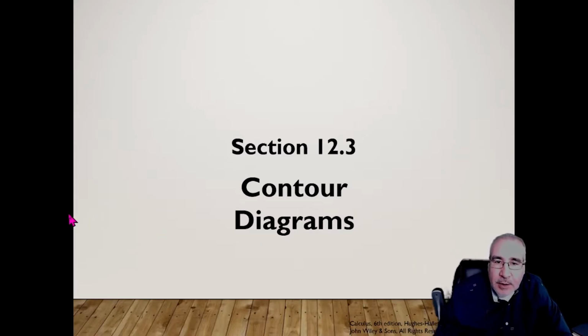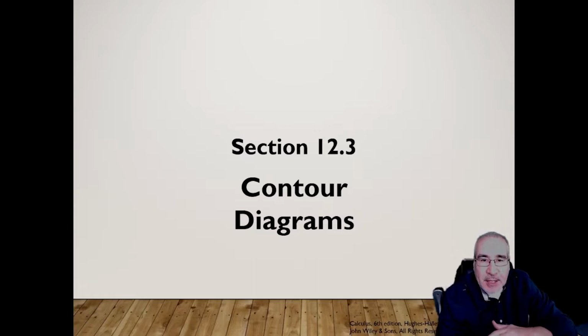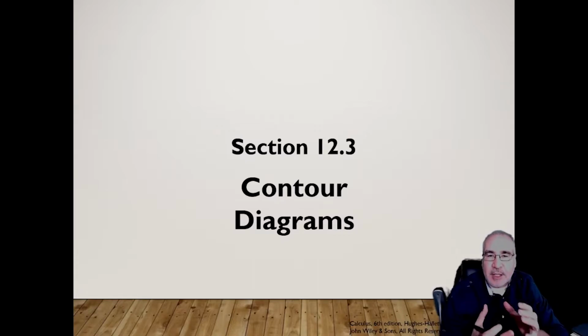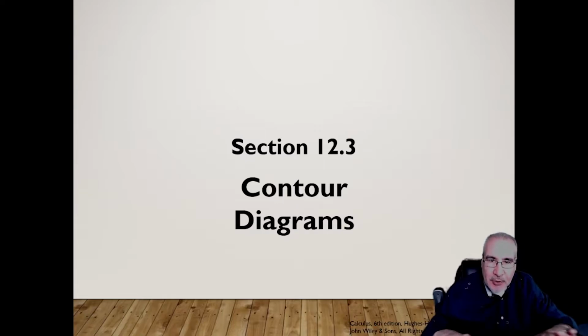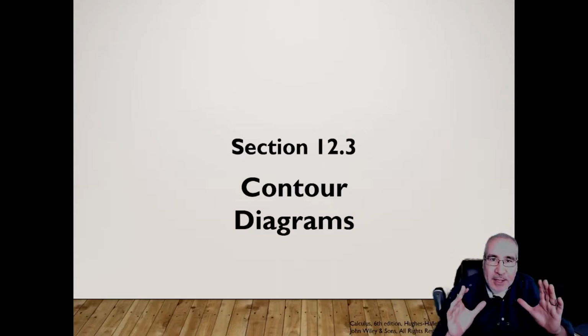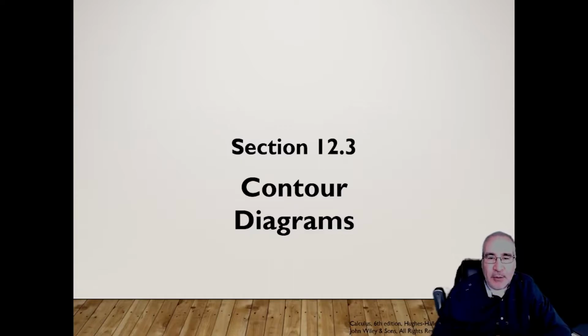So we're going to take a quick look at contour diagrams, contour maps. If you're a hiker, you may be familiar with this, and the lines indicating elevation. This is a technique we can use to turn a two-dimensional piece of paper, map, or screen into something that can communicate 3 dimensions.